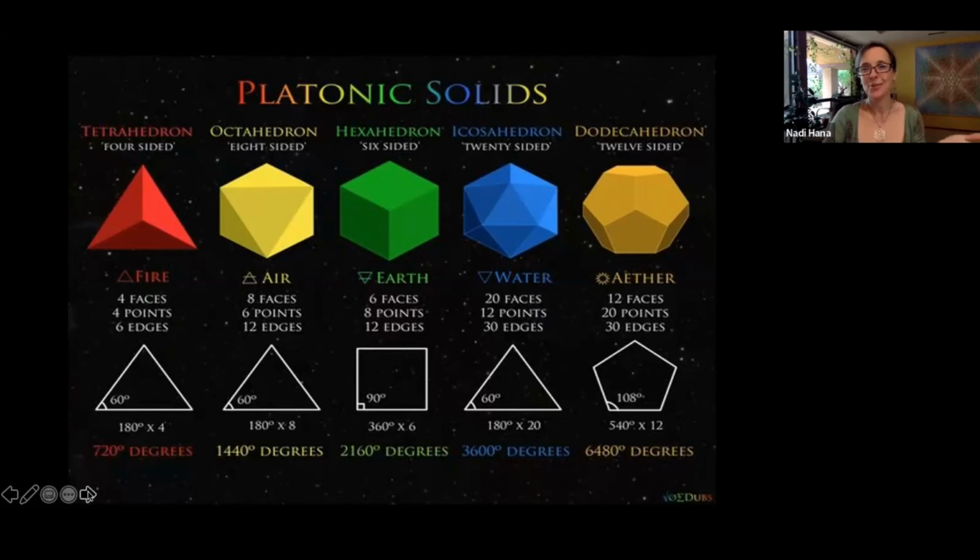We've got the tetrahedron representing the element of fire. The octahedron representing the element of air. Earth, hexahedron, cube, all connected. The icosahedron representing the element of water. And then the dodecahedron, super special, representing the element of ether.